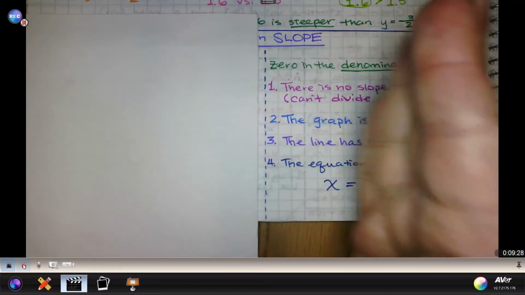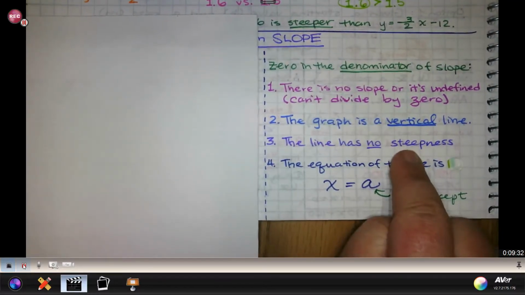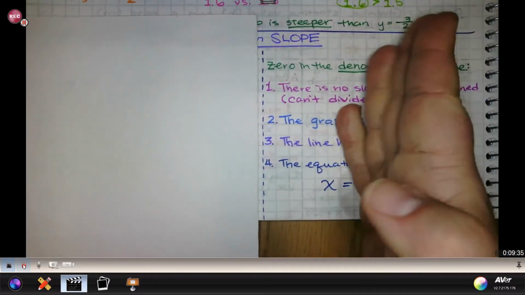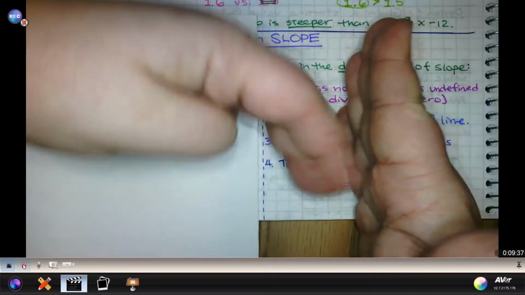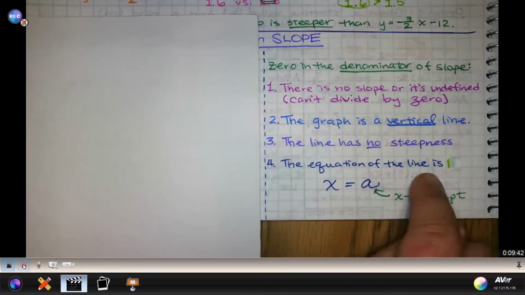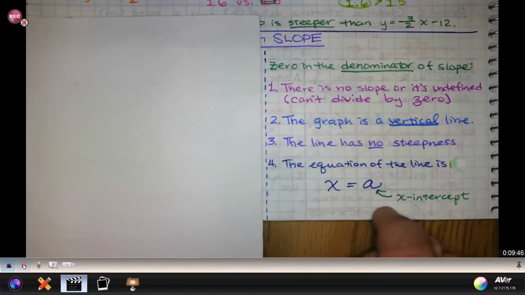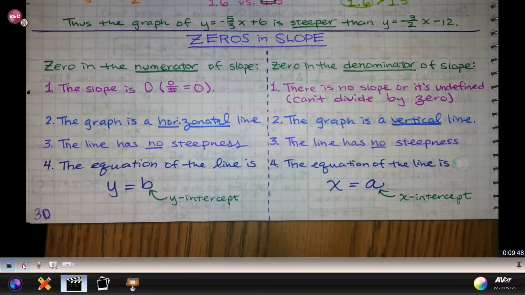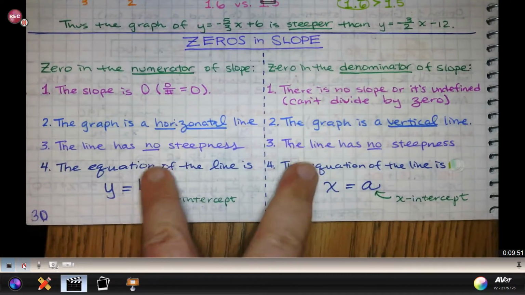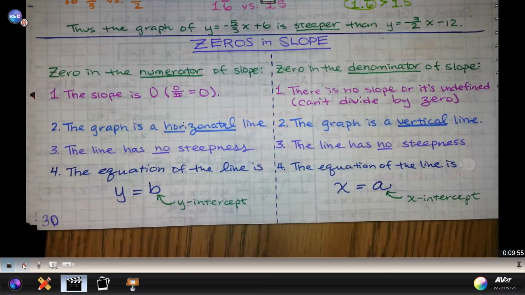The graph is vertical, straight up and down, which we still don't consider to have a steepness. Okay, it would be like Spider-Man, who is the only one that can get up this wall, okay? Because it's got to be up a wall. And then lastly, its equation is x equals a number, let's call it a, and that would be the x-intercept, okay? And so when you have the notes, you'll see it's kind of like a comparative list of what the two parts are. Okay, so that is all about slope. Now let's go on to the next part.